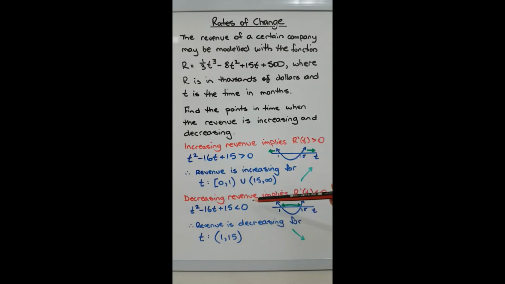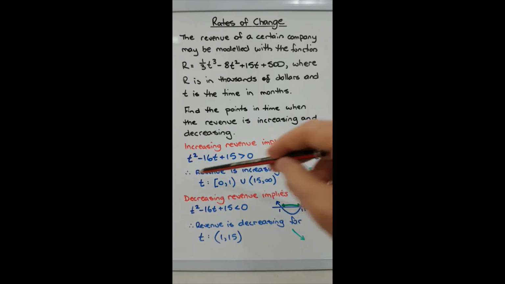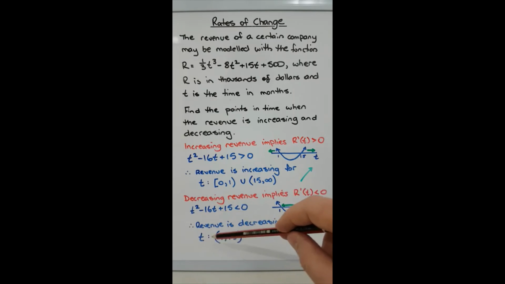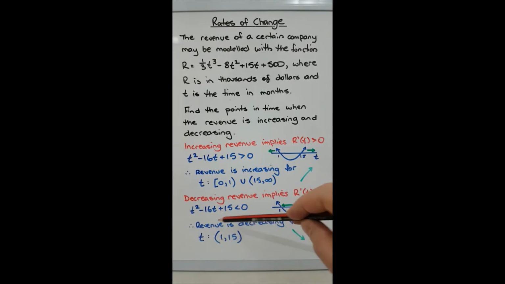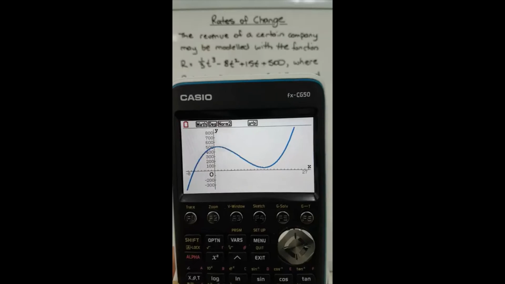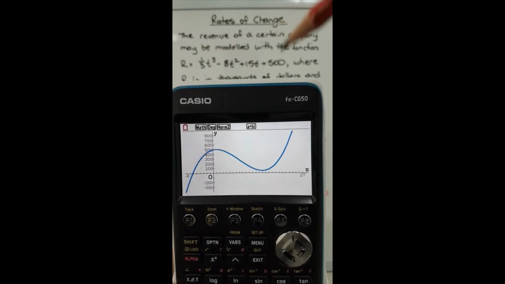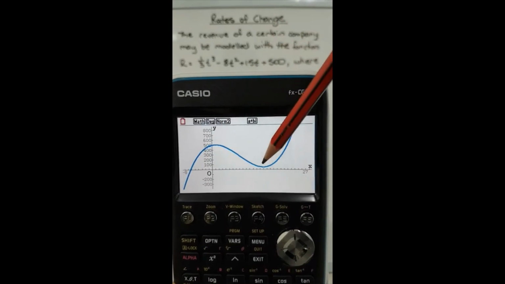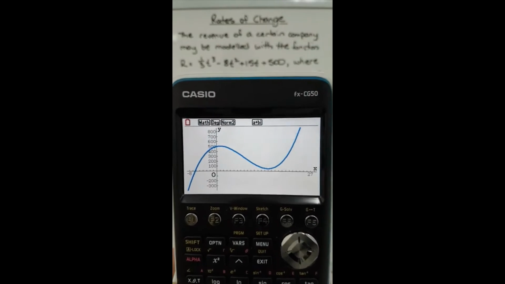Now, decreasing revenue implies the first derivative r dash of t is less than 0. Again, solving the quadratic inequality, we find that the revenue is decreasing for t between 1 and 15 months, not including the endpoints. Now, if you look at the graph of the function, you can see that the graph of the function decreases from t equals 1 to t equals 15 and increasing everywhere else.